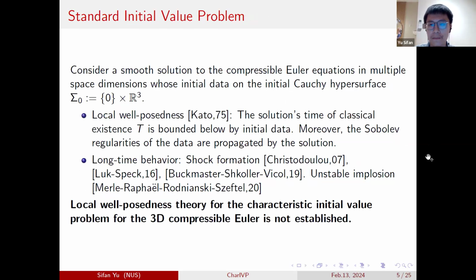Now, unfortunately, I cannot tell you what the characteristic initial value problem is right away because I have to tell you what the characteristics are, but that requires some background. So maybe I should start with the standard initial value problems. Consider a smooth solution to the compressible Euler equations in multiple space dimensions, whose initial data is on the initial Cauchy hypersurface, which I denote by sigma 0.